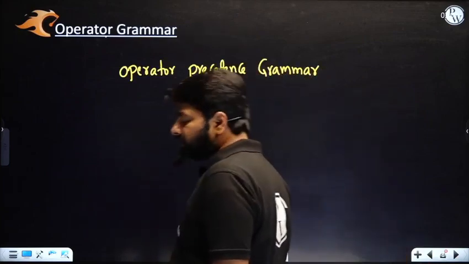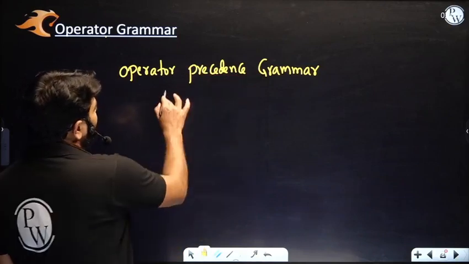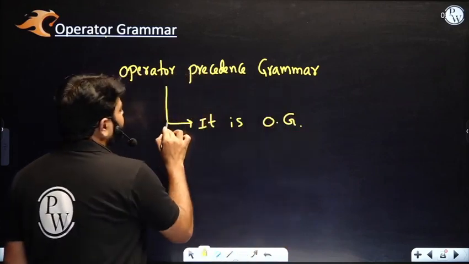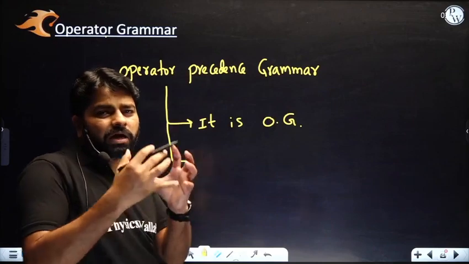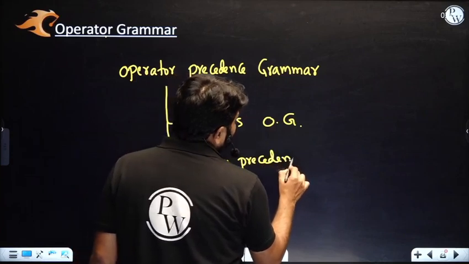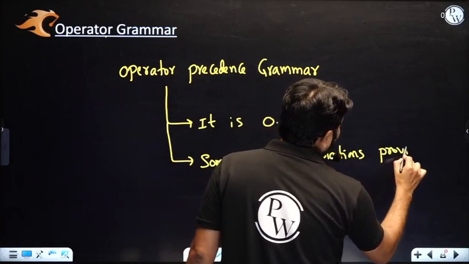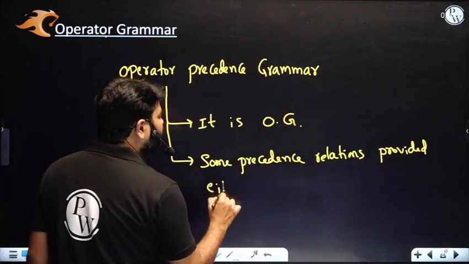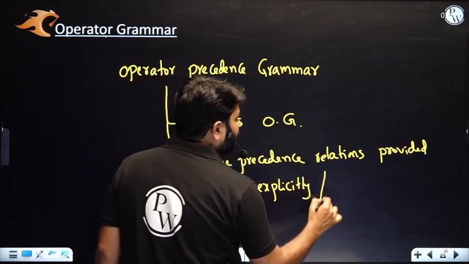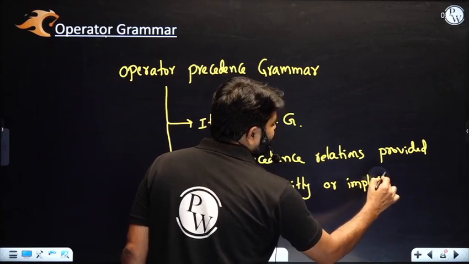What is this operator precedence grammar? If you want to write an operator precedence grammar, first you should take an operator grammar. But it is also going to have some precedence relations, provided either explicitly or implicitly. Then what is this explicit, implicit?